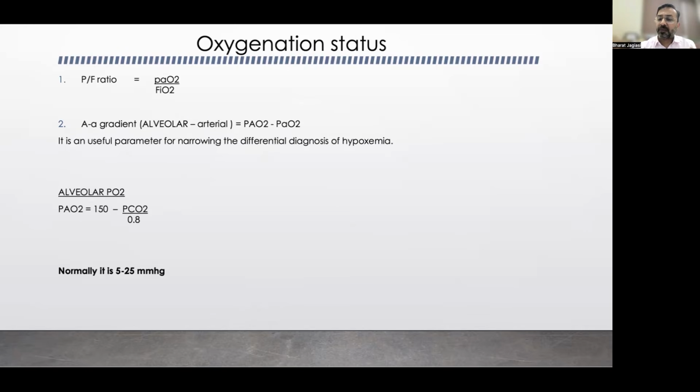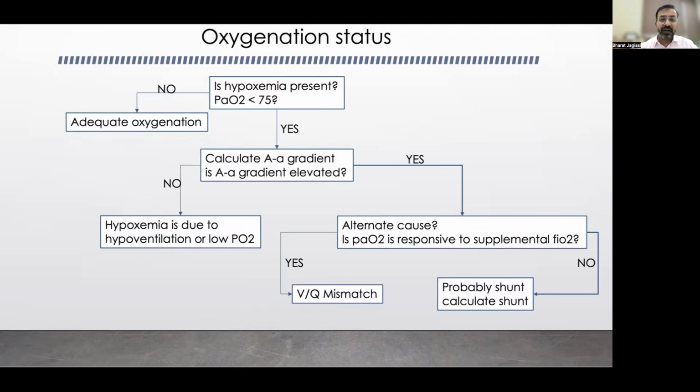So don't stop with the PaO2 and the PF ratio. Always also look into the alveolar arterial gradient, that is AA gradient, which is calculated by subtracting arterial oxygenation from the alveolar oxygen. It's a useful parameter for narrowing the differential diagnosis of hypoxemia, and normally it is somewhere around 5 to 25. So how do we calculate it?